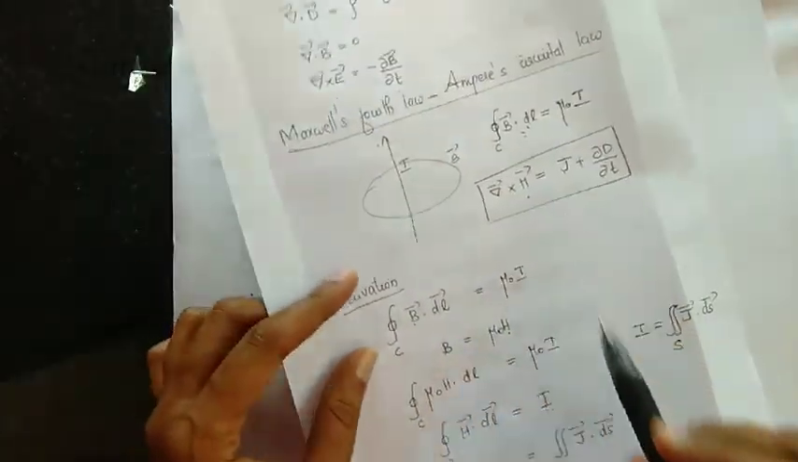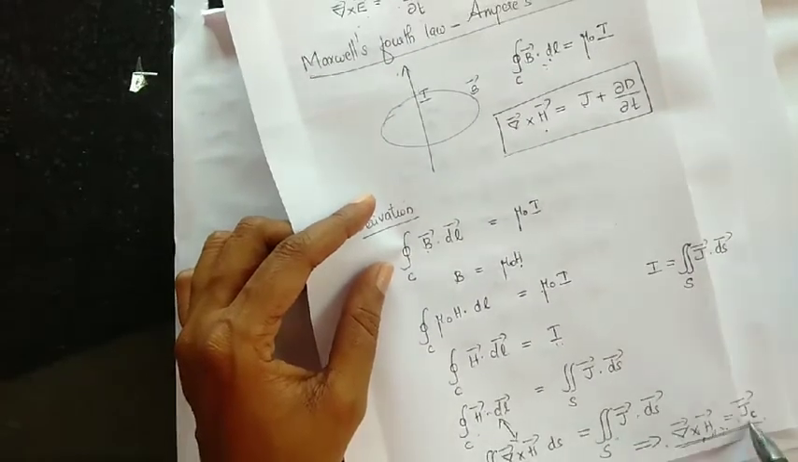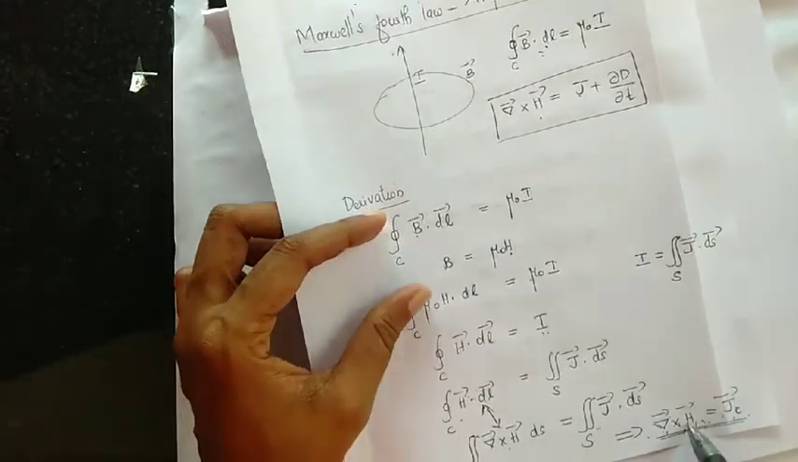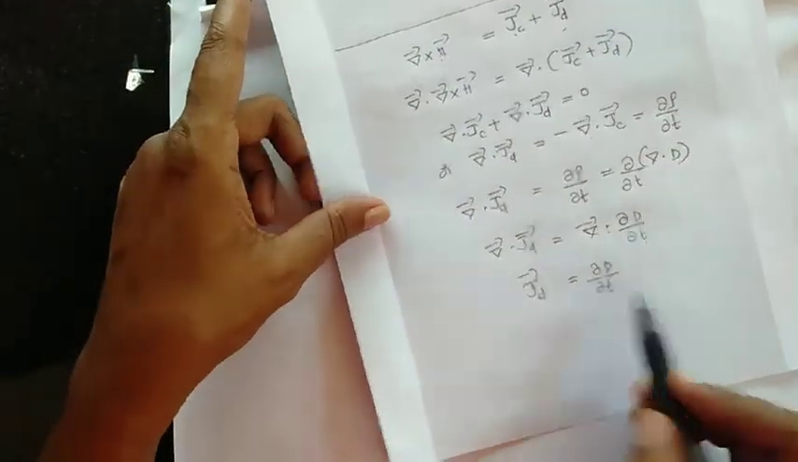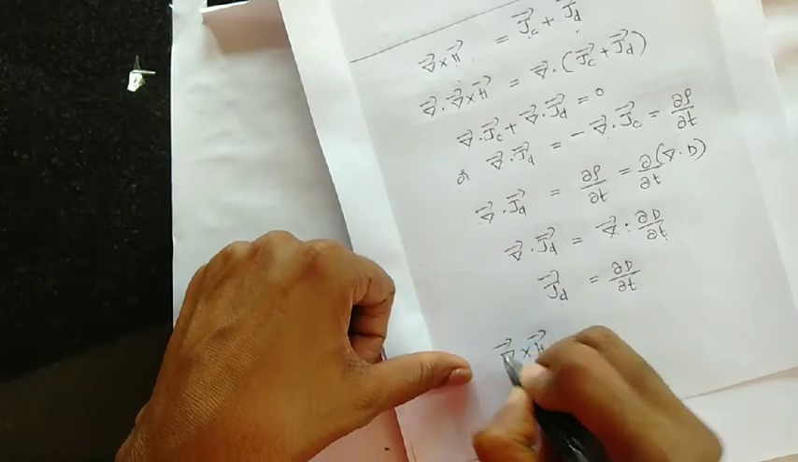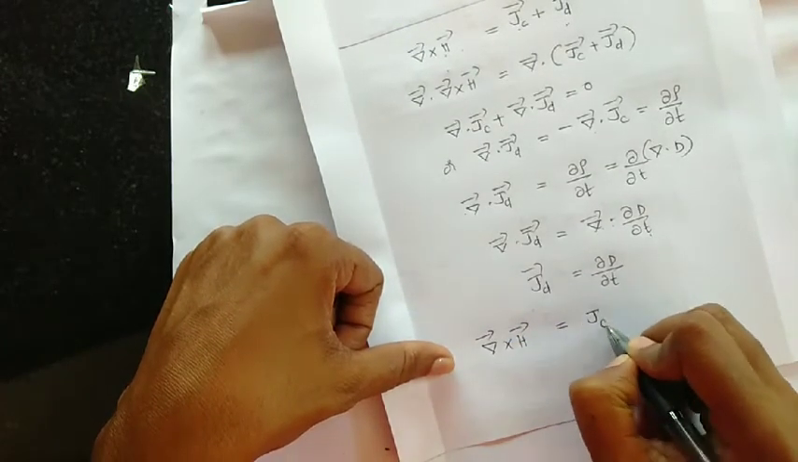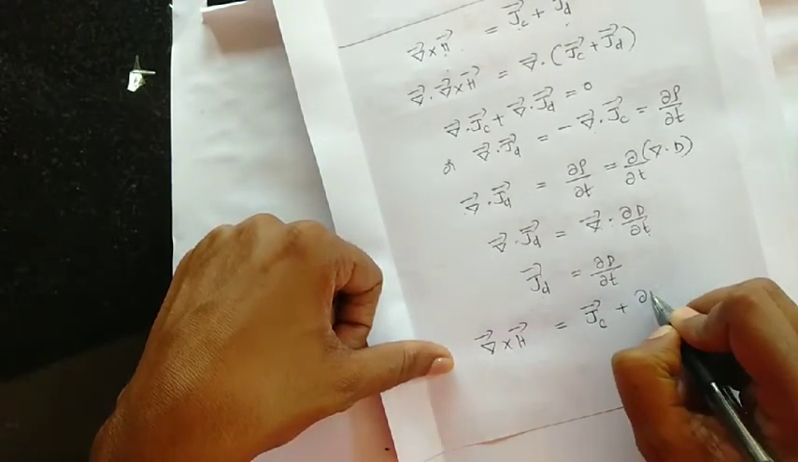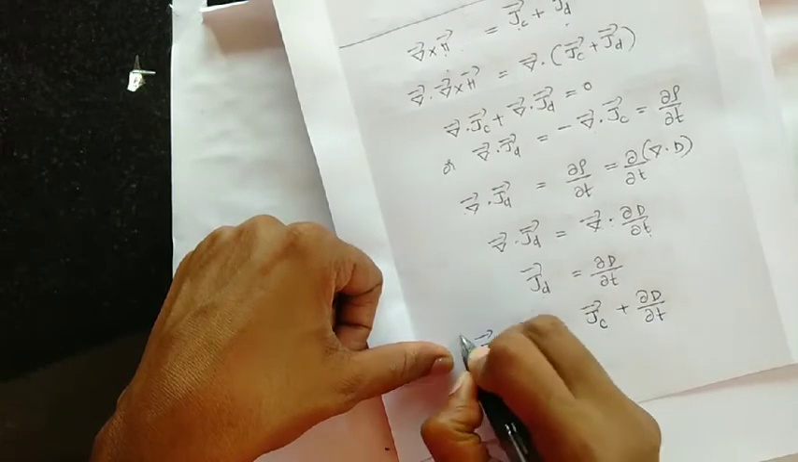Therefore, Maxwell modified Ampere's circuital law so that it is not only del cross H equal to JC, it becomes del cross H is equal to JC plus JD, where JD is equal to dou D by dou t. Therefore, the final Maxwell's equation was del cross H is equal to JC plus dou D by dou t.